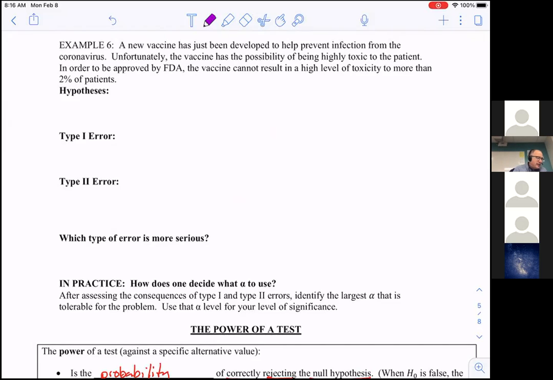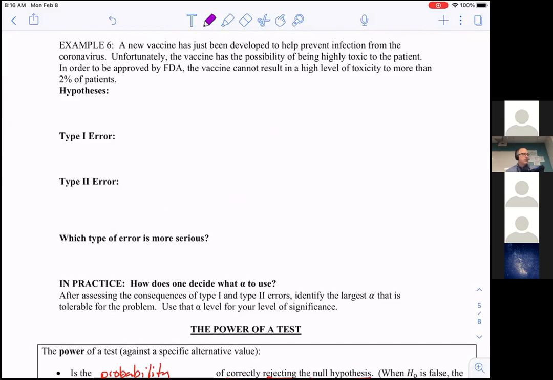A new vaccine has just been developed to prevent infection from a coronavirus. Unfortunately, the vaccine has the possibility of being highly toxic to the patient. In order to be approved by the FDA, the vaccine must not result in any high level of toxicity in more than 2% of the patients.